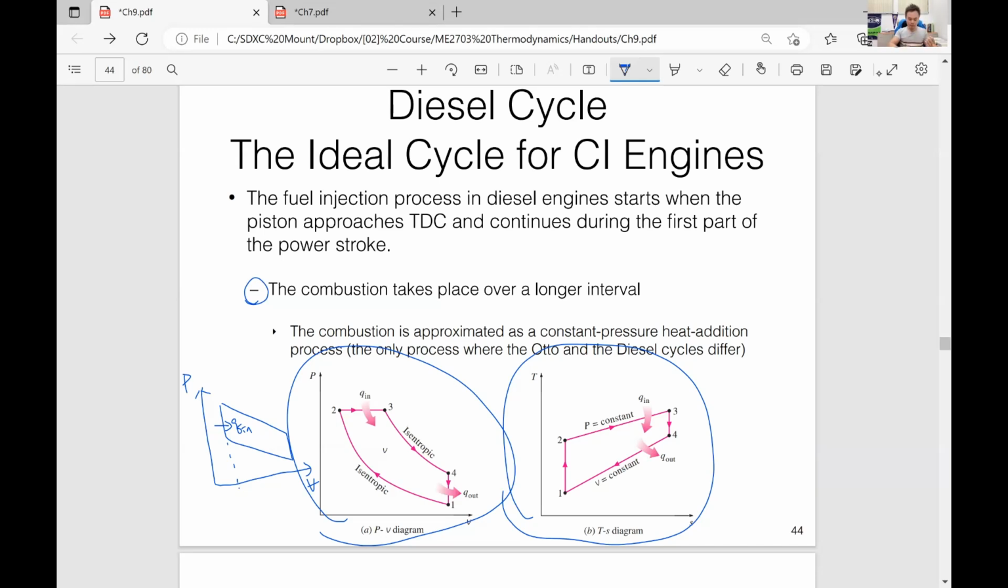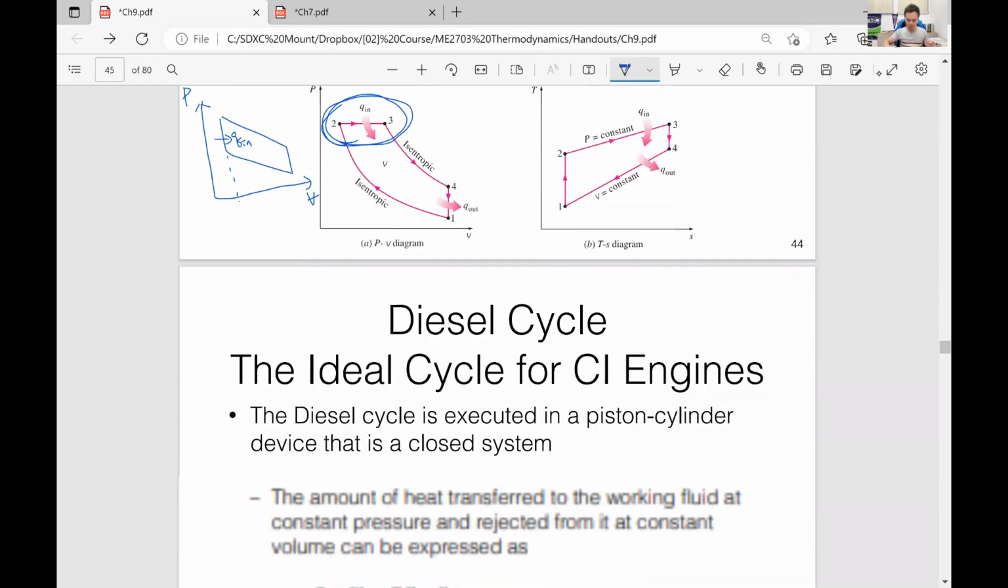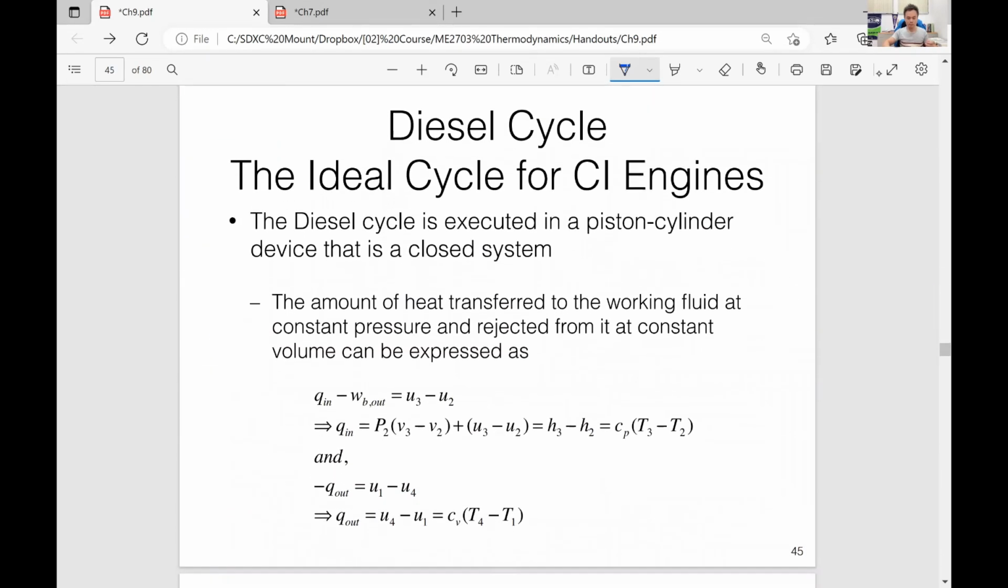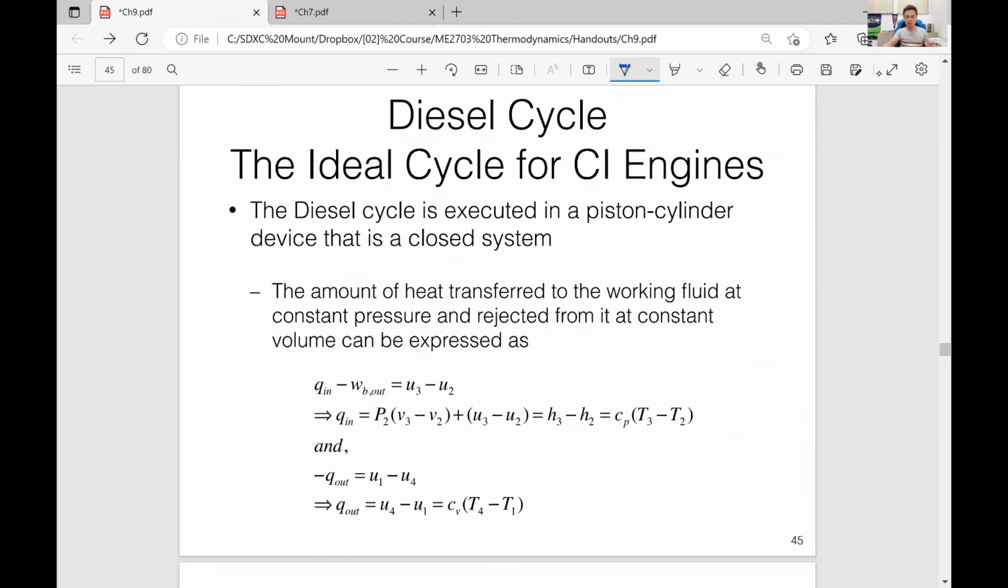So if you can remember the diagrams, then you should be aware that the heat addition process in a diesel cycle is constant pressure instead of constant volume, just like the SI engine, just like the Otto cycle. Okay. All right, so again, we need to analyze the diesel cycle.